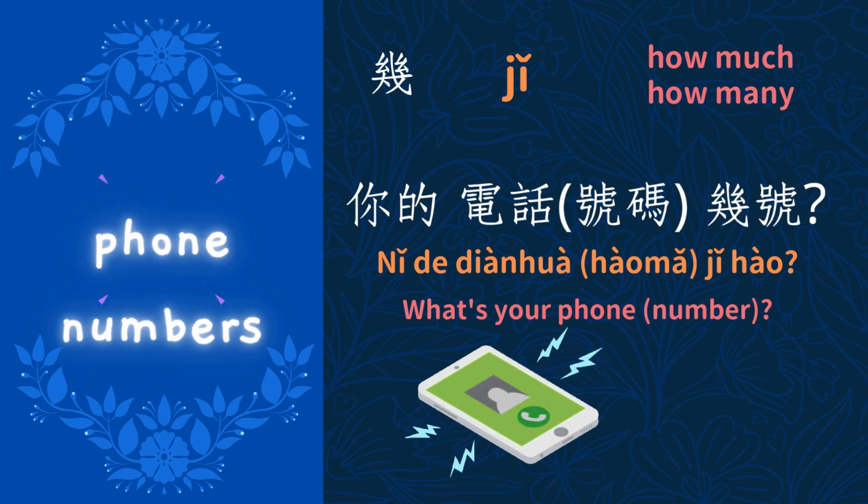So let's see the sentence here. 你的电话号码几号？What's your phone number? But the number here, 号码 can be omitted. 你的电话几号 is fine.